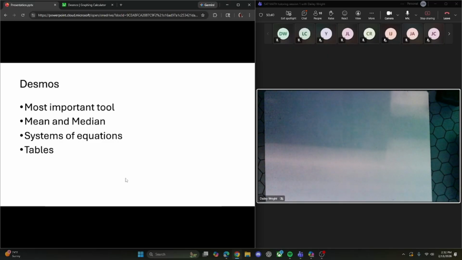So, what we're going to go over today is how to plug in mean and median and do mean and median problems with Desmos. We're going to do system of equations problems with Desmos and tables. I've already shown you a system of equation problem with Desmos, but we're going to go over a few more. I believe there's a few harder ones that we're going to go over.